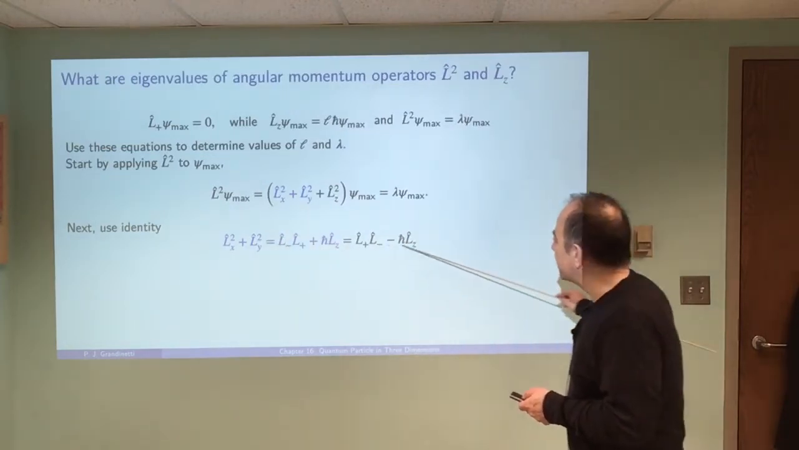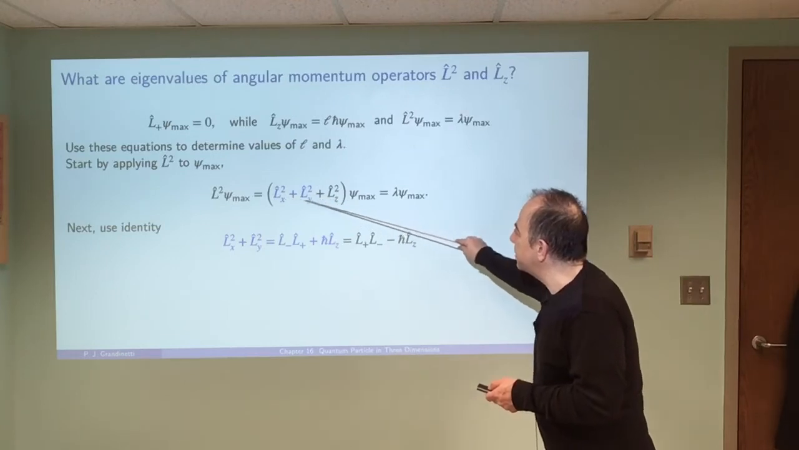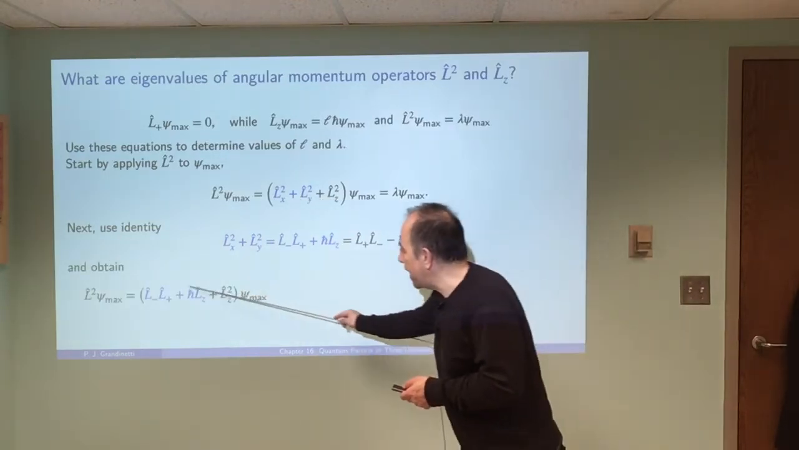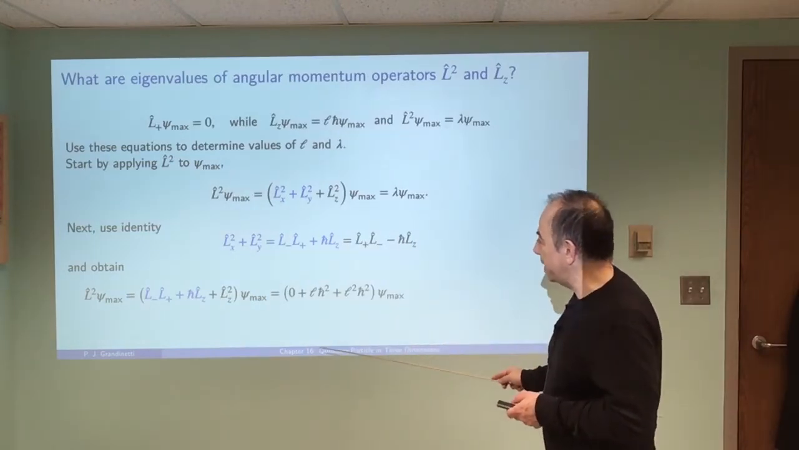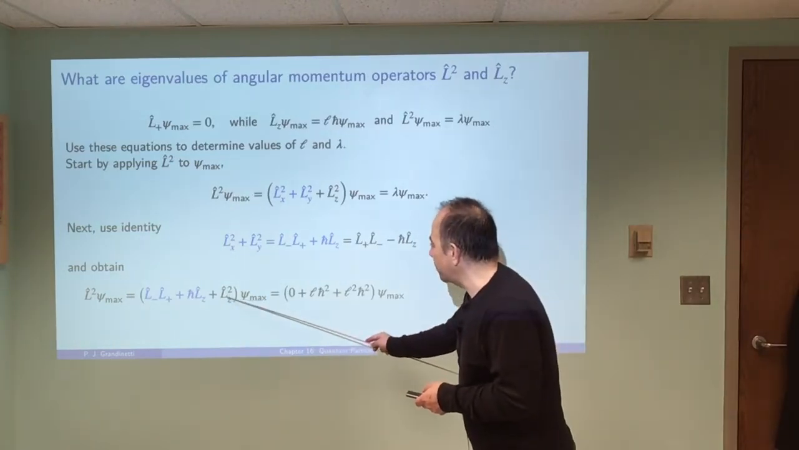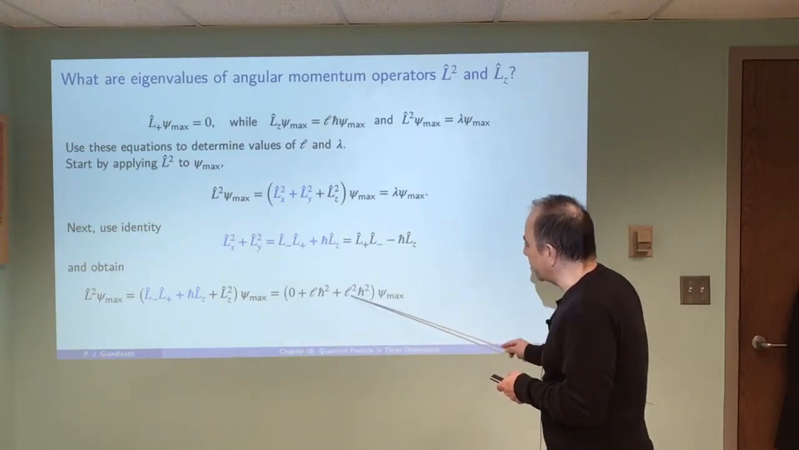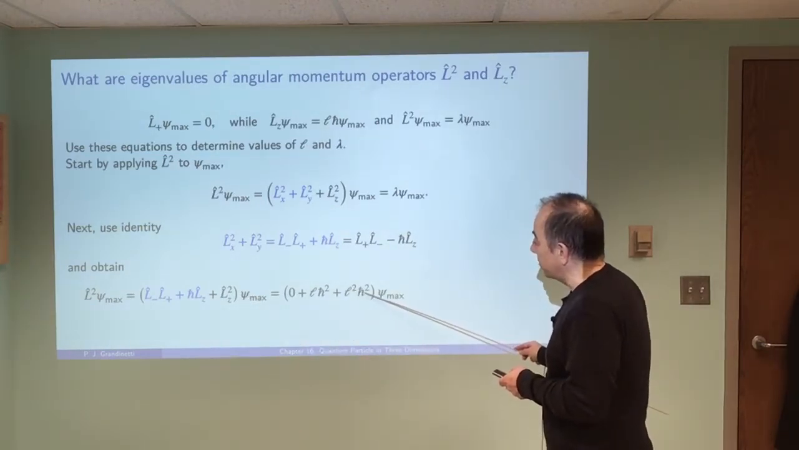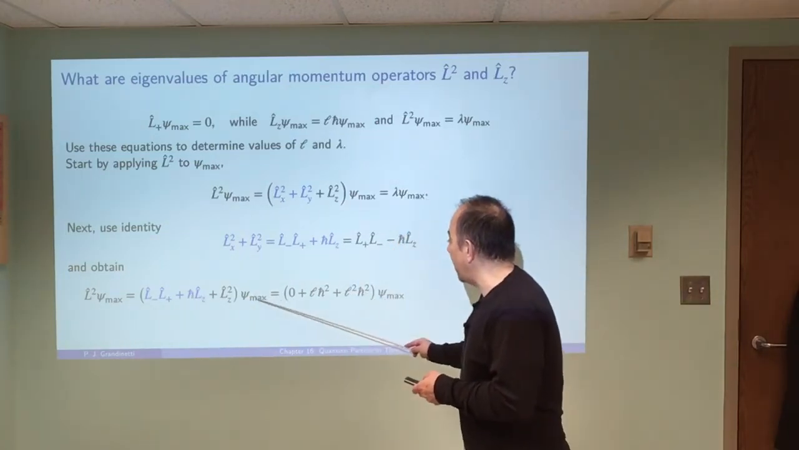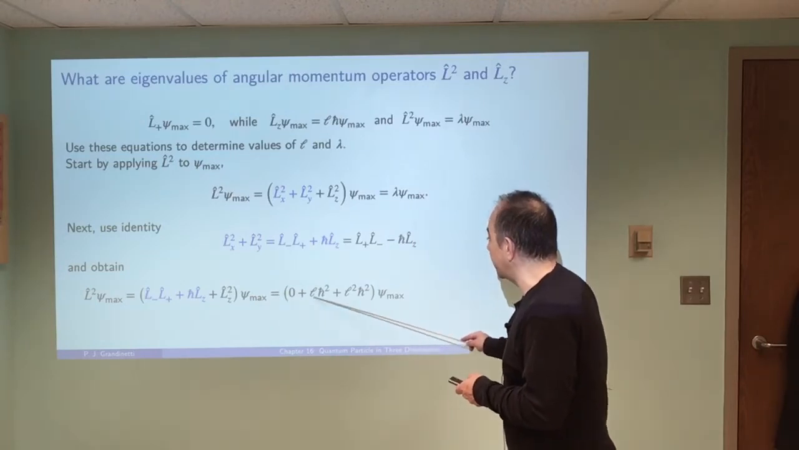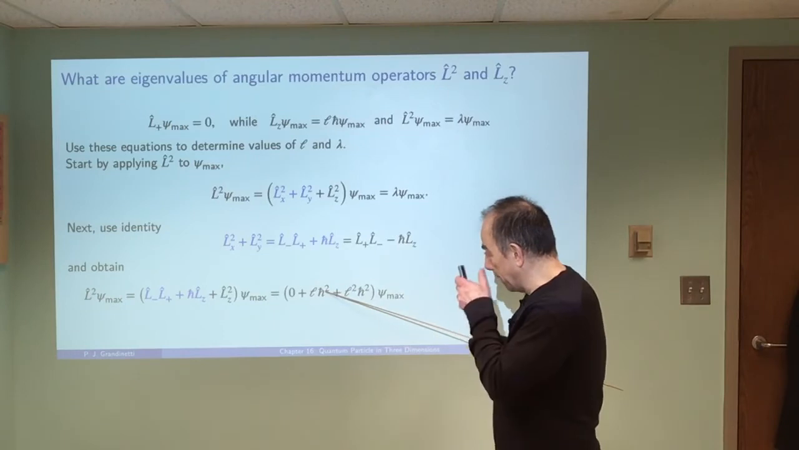So that allows me to make this definition here, and I'm going to take this and replace these two terms, and when I do that, I get this expression. Then when I evaluate these, you see that Lz squared on psi max is going to give me l squared ħ squared. ħ Lz on psi max is going to give me l times ħ squared.